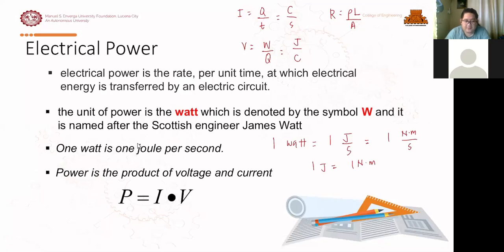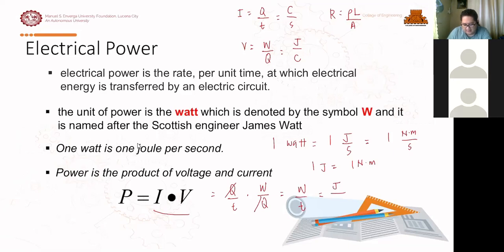Then the basic formula of power is given as I times V. Okay? So our current multiplied by the voltage. Our formula for current is Q over T multiplied by our formula for V, which is energy over Q. So we just cancel Q. What remains is W over T, where W is in joules and T is in seconds. So, joules per second, or the equivalent unit of power, watts. Okay? So that's where it comes from.